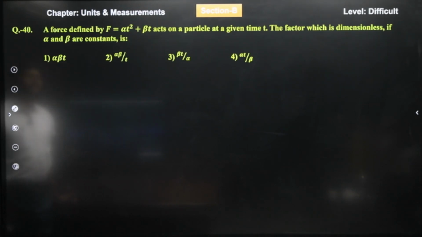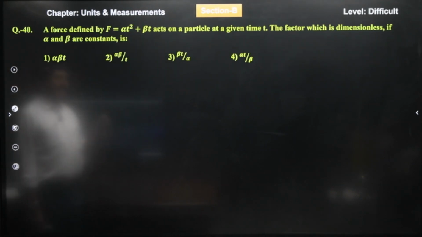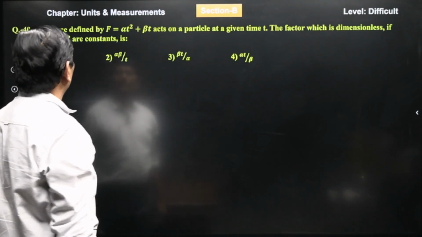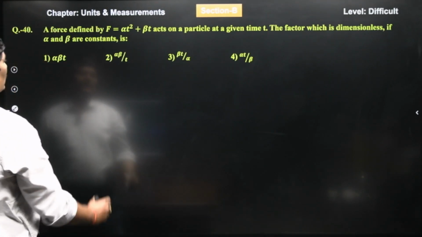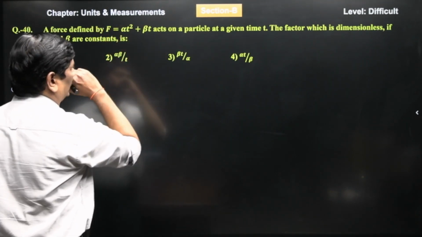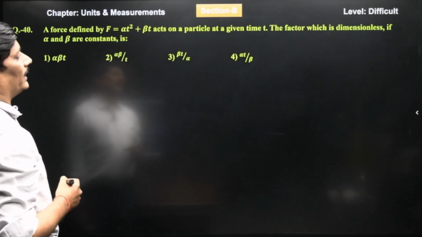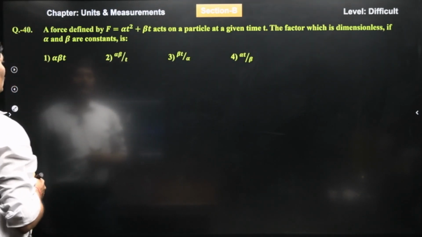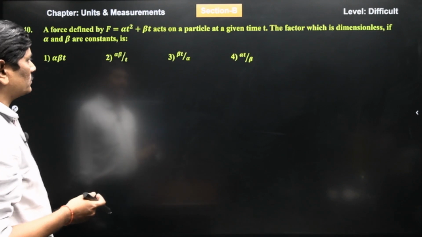Next question, related to units and dimensions. A force defined by F is equal to alpha t square plus beta t acts on a particle at a given time t. Find the factor which is dimensionless. We can do it in two ways.